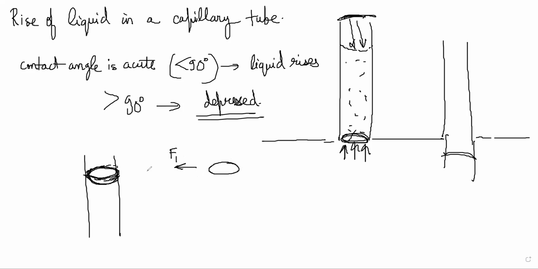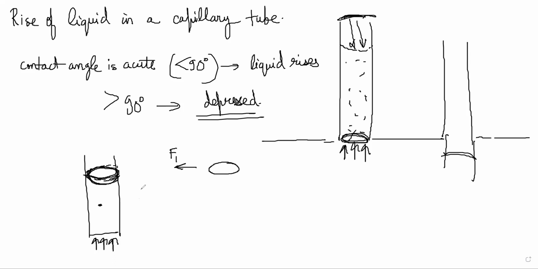Now, F2 is the pressure of air above the surface. So F2 is due to the pressure of the air above the surface ABCD. Above ABCD, there is air. F3 is due to the pressure of the liquid below EF. So below EF, the liquid will apply some pressure. And W is the weight of the liquid contained in this much.